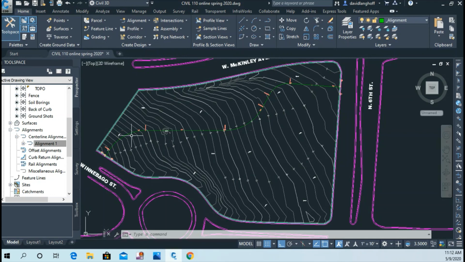We're going to take this alignment and marry it to that surface and generate a profile which will show elevation on the vertical axis and stationing along the horizontal axis. So I think we'll finish up next week with that, and then I'm going to ask you guys to email me your drawings. And hopefully you'll have all these different things, a surface, an alignment, a profile.